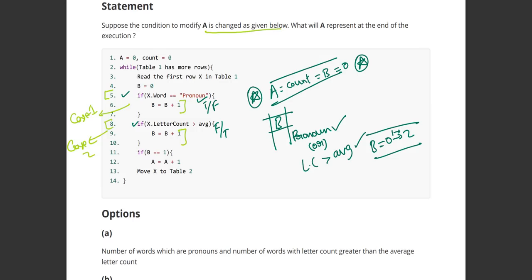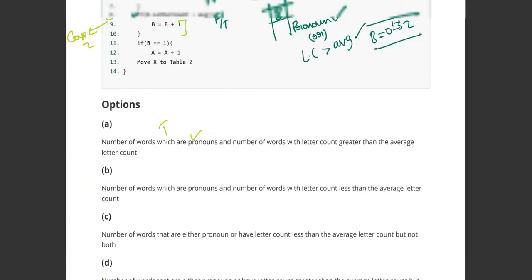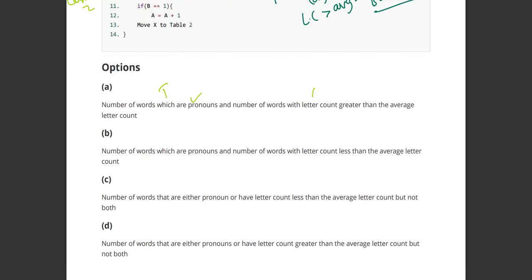If B remains to be 1, when will B remain 1? Either this should be true or this should be true, but not both. If case 1 is true, then case 2 should be false. If case 2 is true, then case 1 should be false, right? So let us check for a suitable option. Number of words which are pronouns, that means case 1 has been satisfied, true. And number of words with letter count greater than the average letter count, this is also true, which is 1 plus 1 is 2. Therefore this is not a correct option.